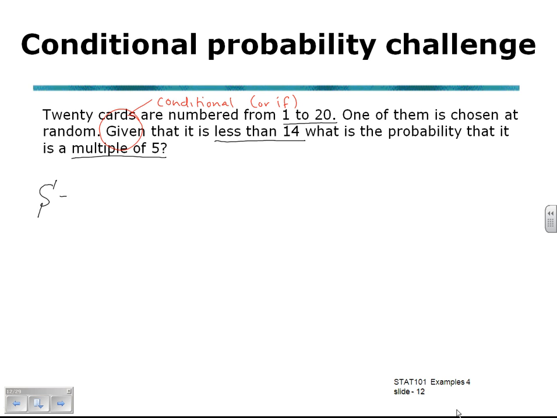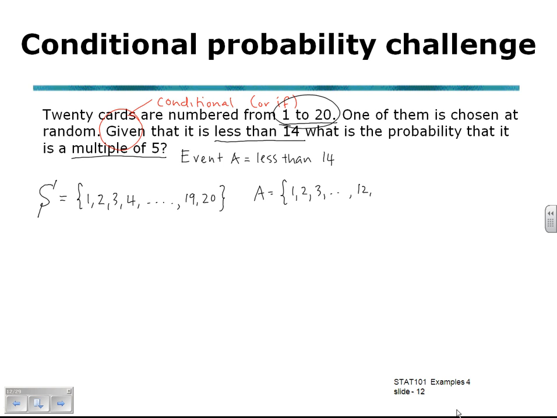Starting by defining our sample space for this experiment, 20 cards numbered from 1 to 20, our sample space shown in curly brackets will be the numbers 1, 2, 3, 4, 5, etc. up to 19 and 20, our complete sample space. Letting event A be choosing a number less than 14, showing A in curly brackets, A would be 1, 2, 3, etc. up to 12, 13, close our curly brackets.